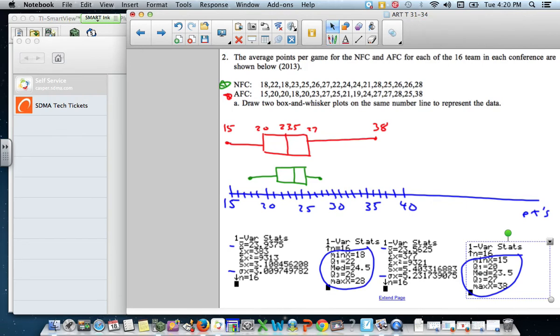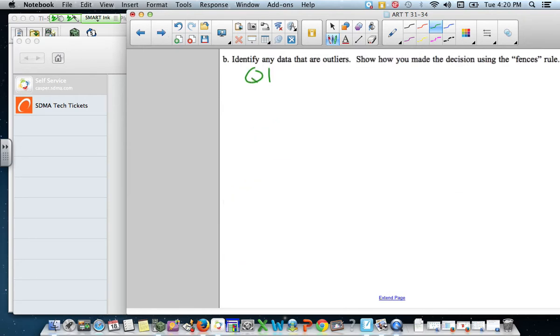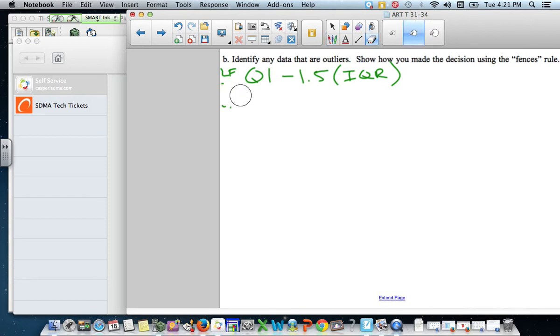So now that I have that done, the next question is to identify any outliers. So I'm going to start with the NFC data. I'm going to notice my Q1 and Q3 are 22 and 26. I need those because this is the formula to find the lower fence and to find the upper fence, and this is again for the NFC. For the upper fence, I do Q3 plus 1.5 times the IQR.